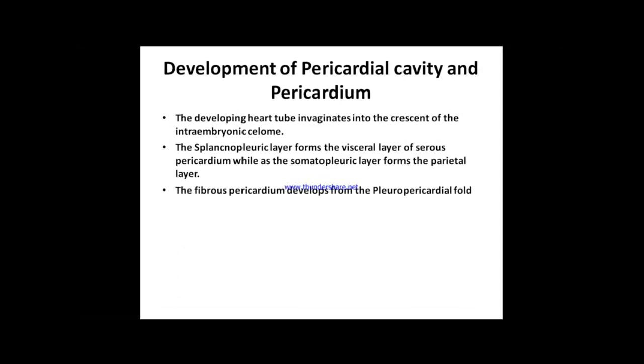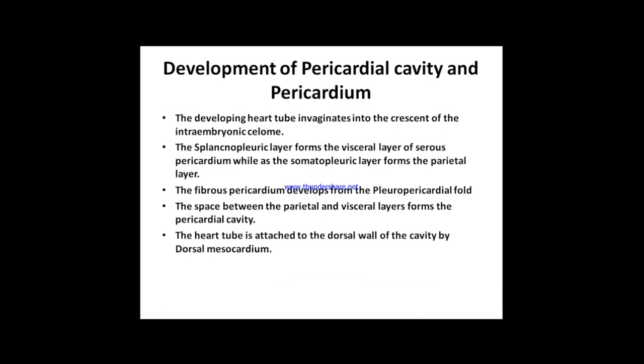The fibrous pericardium develops from the pleuropericardial folds, as we have already discussed along with the development of the pleura. The space between the parietal and visceral layers forms the pericardial cavity, which is the cavity of the intraembryonic coelom. The heart tube is attached to the dorsal wall of the cavity by means of the dorsal mesocardium. There is no ventral mesocardium, remember, no ventral mesocardium. The dorsal mesocardium later disappears, which leads to formation of the transverse pericardial sinus.